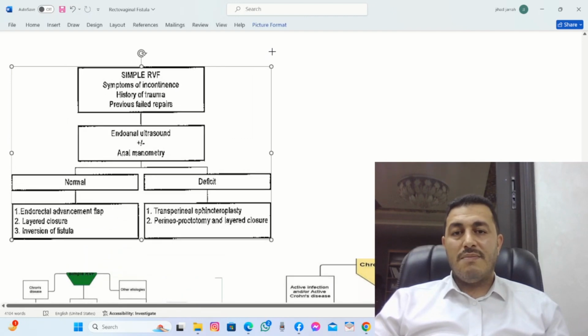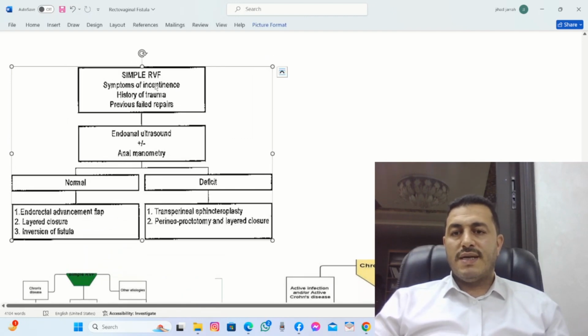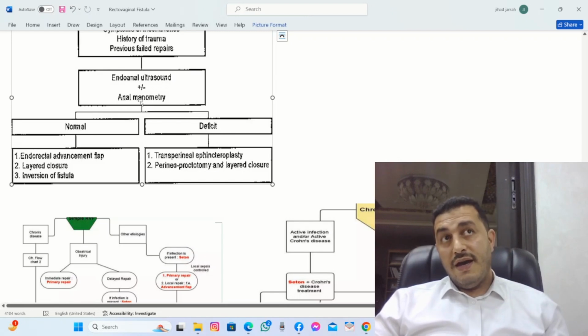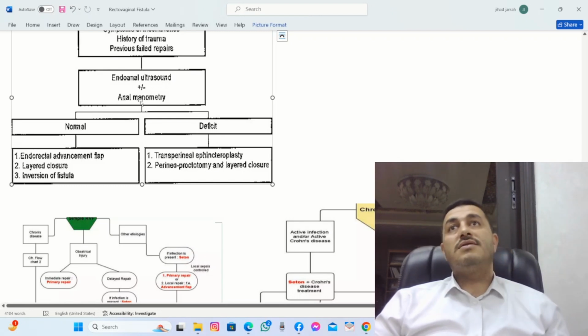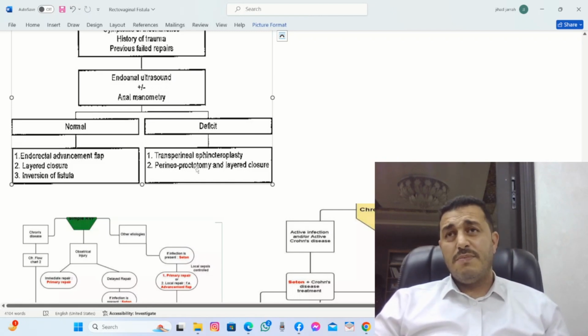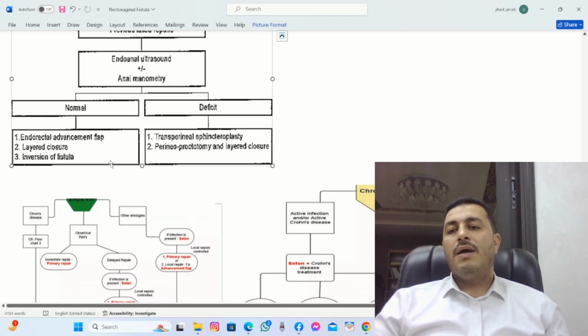Actually, I do not rely on them because, for example, here for rectovaginal fistula, they assess history, physical exam, anal manometry, and endoluminal ultrasound. If we have a deficit in anal function, fecal continence, or a sphincter complex injury, we said the transperineal approach is preferred because we can actually repair the sphincter. If it's normal, we can go through the endorectal advancement flap.